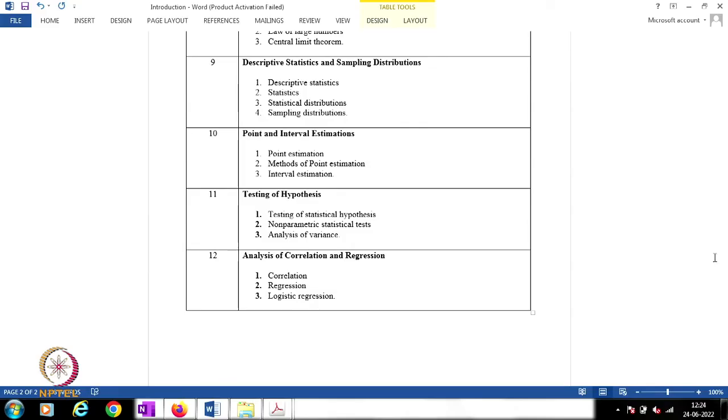For example, analysis of variance, non-parametric statistical tests, sampling distributions in detail, or logistic regression and regression in detail. Any topic you want to study in detail, you can always go to the higher level courses, whereas here we introduce them at a very introductory level. With this, let me complete the introduction about the course, that is Introduction to Probability Theory and Statistics.